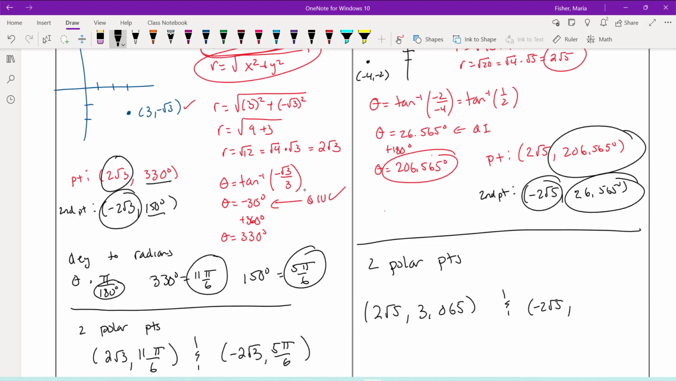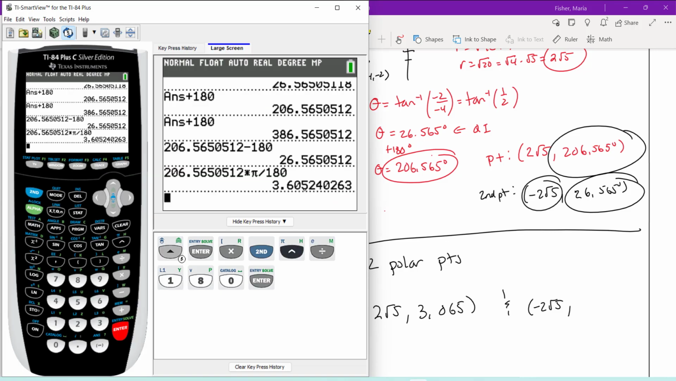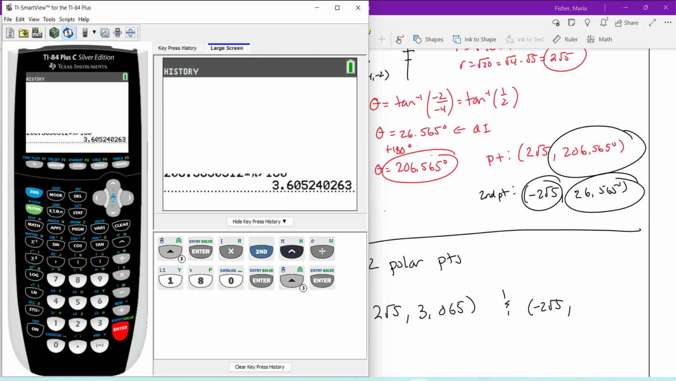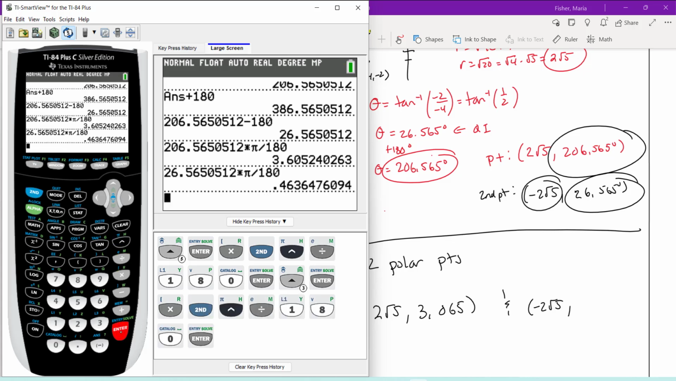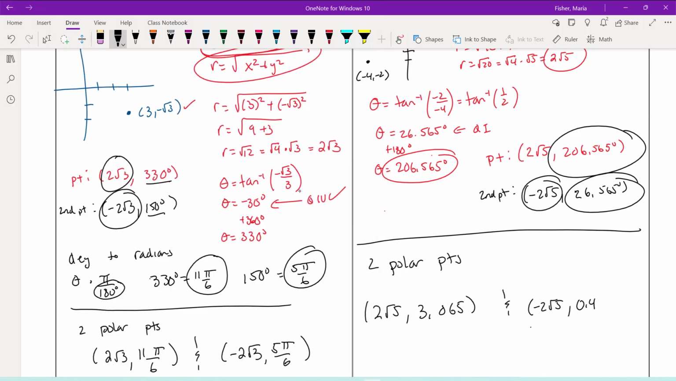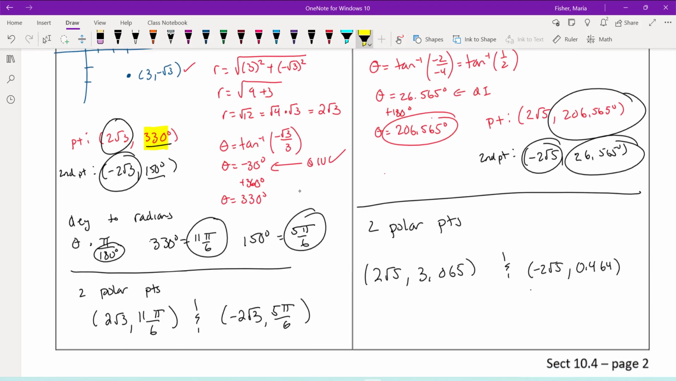And then I need to get this guy here into radians. Again, since it wasn't an integer, I'm going to have to multiply it by pi to find my answer. If I take this guy here, multiply it by pi, and divide it by 180, I end up with 0.464 radians. So that second point is at negative 2 square roots of 5, 0.464 radians. Again here, because we had 330 degrees, 150 degrees, which are just integers, I left the pi in the answer. But here, since we were decimals, we needed to multiply the pi into our answer.